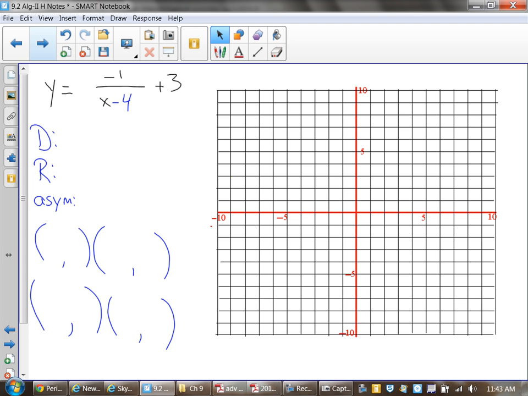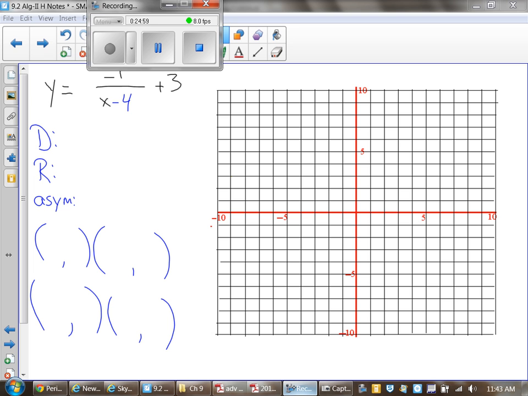And then obviously the ordered pairs I'm putting in there just to remind you guys to list out 4 ordered pairs, 2 on one side of the asymptote, 2 on the other. Take a couple minutes, see if you can get this one to go.